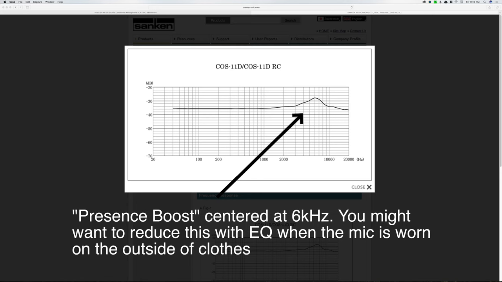It boosts up the higher frequencies to compensate for the fact that in most cases, you're going to be hiding it under clothing. If you use it in a case where you wear it on the outside of the clothing, it won't be muffled by the clothing. So it's going to sound particularly bright and perhaps even a little on the sibilant side. The S's and the C's will start to get to the point where they're kind of annoying and grating.